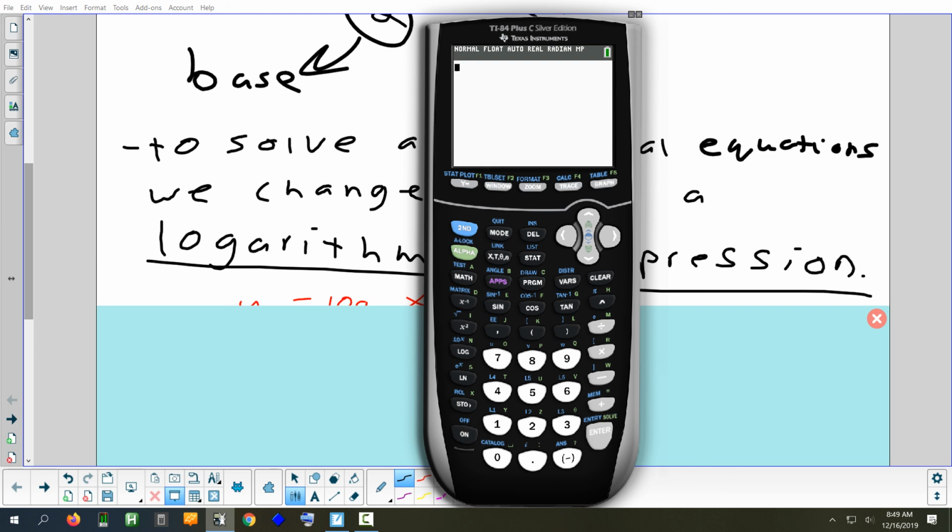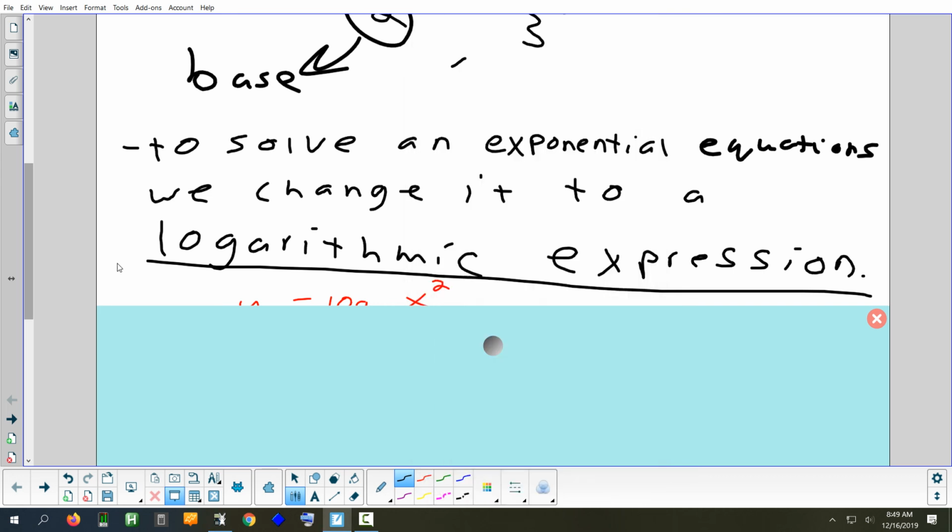Okay, my calculator has 2 buttons for log. One says log, one says ln. Those are both logarithms. The calculators that you guys borrow have the same 2 buttons. One says log, one says ln. Okay, I'll explain what each of those mean in a second.